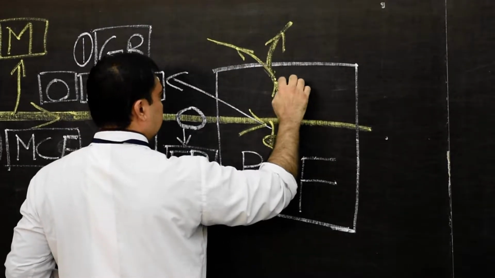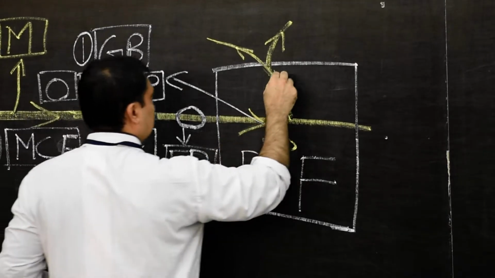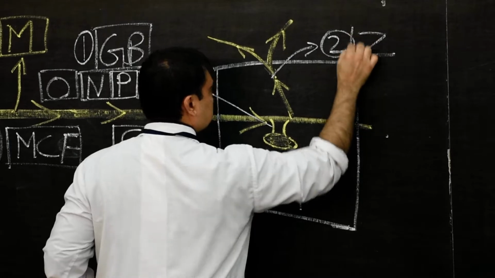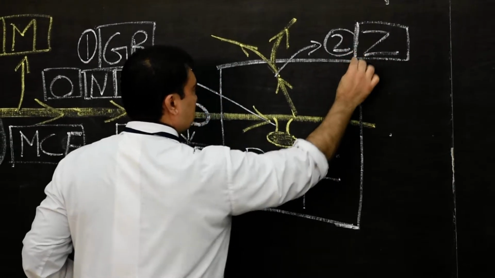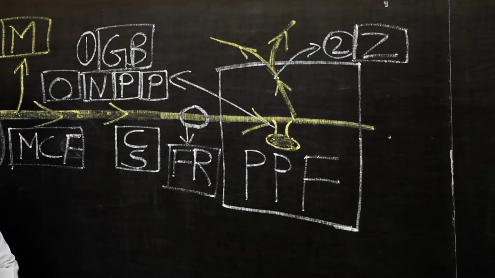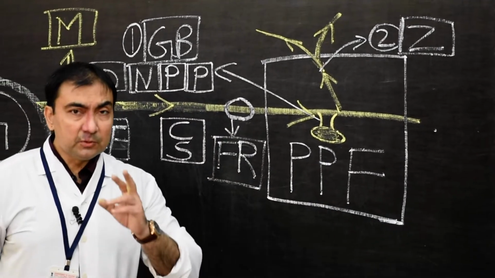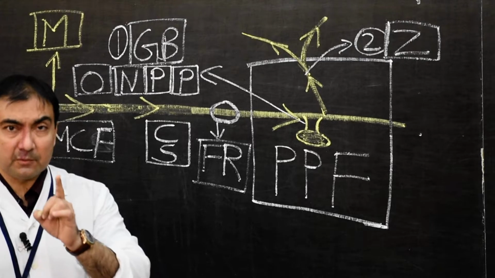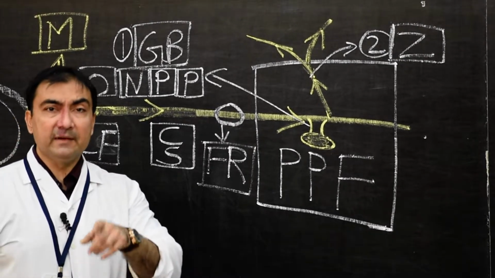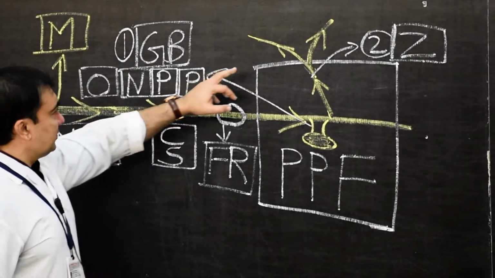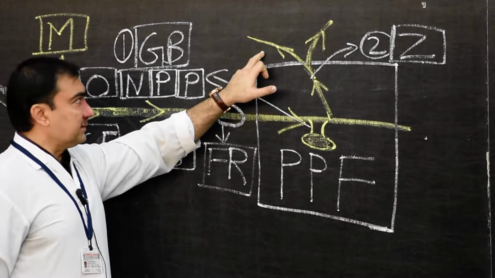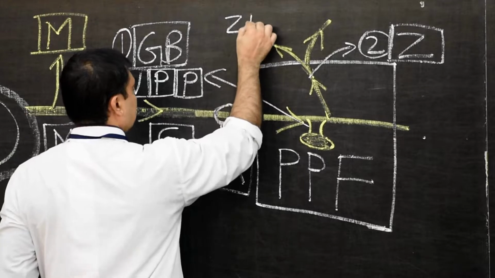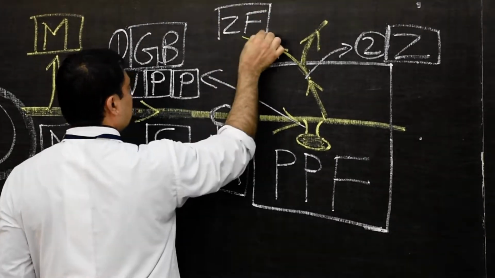So let us name this number 2, the zygomatic nerve. This zygomatic nerve will pass through the inferior orbital fissure. Remember, it will pass through the inferior orbital fissure, and then it will divide into two branches, zygomaticofacial and zygomaticotemporal.